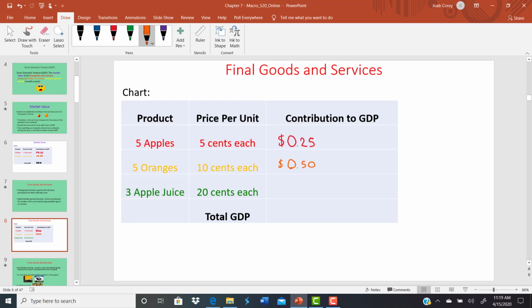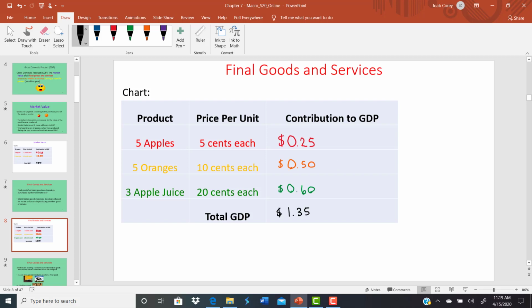But then you might be thinking, hey, they took 3 of these apples and created apple juice out of them and then sold those for 20 cents each. That is an extra 60 cents. That will be added to GDP. So then if you add up our GDP, it's going to come out to $1.35. And you can look at that as the total measure of production for the economy. Now, if you did it this way, then you did it wrong.